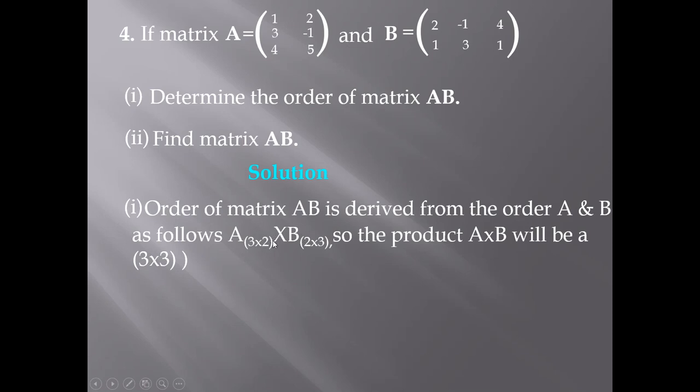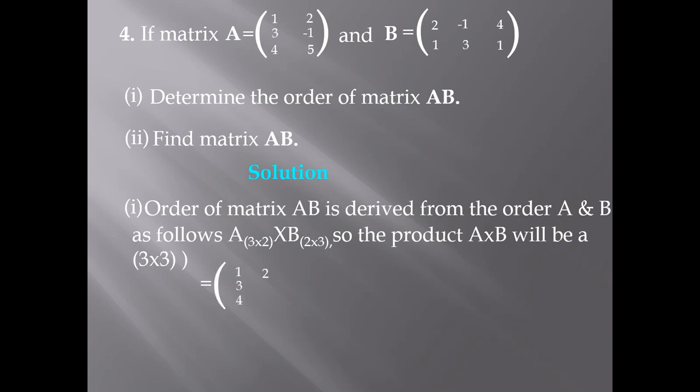Why? The number of columns in the first matrix should be equal to the number of rows in the second matrix. And the A times B will now be, see this figure that is here, a 3 by 3 matrix. So the product A times B will be a 3 by 3 matrix. So our multiplication should give us a 3 by 3 matrix.